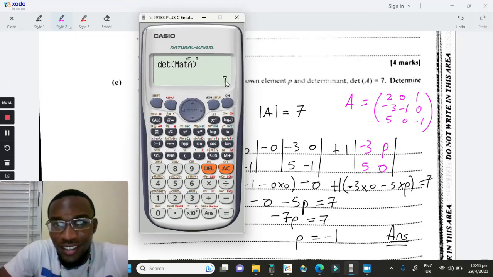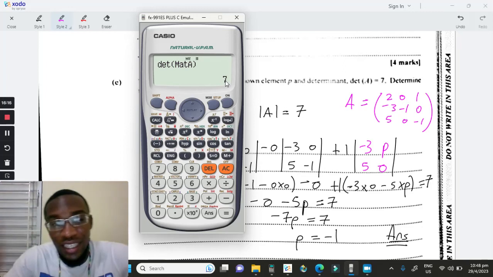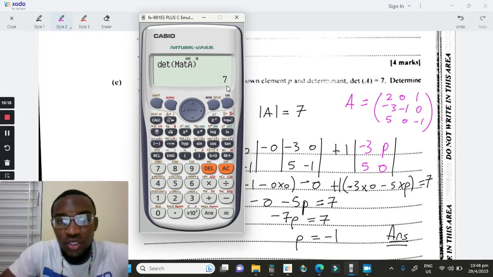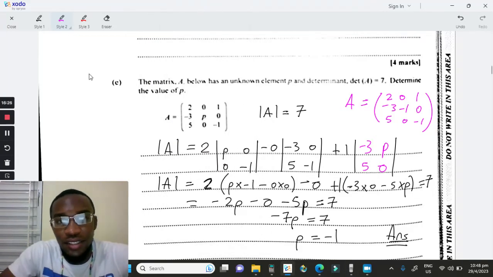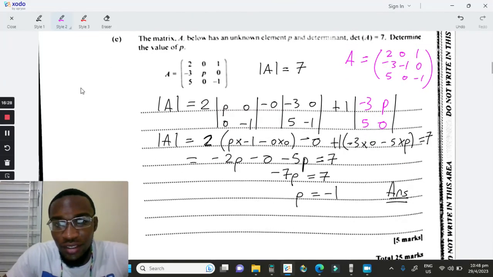And there it is. Determinant is 7. So indeed, we show that determinant of the matrix we stored was 7. And when p is -1, we get 7. And we know we're supposed to get 7. So this was just verifying our answer is correct using the calculator.